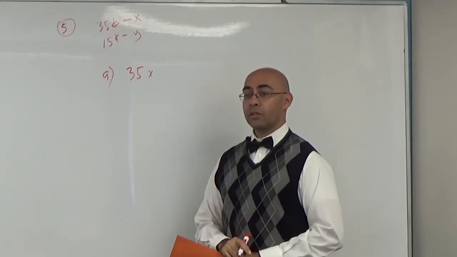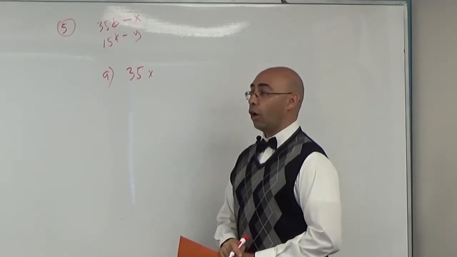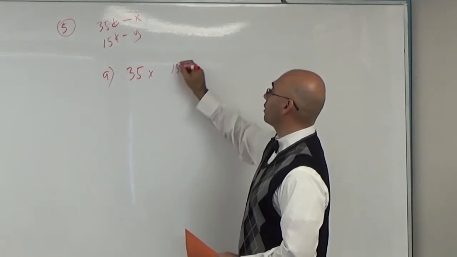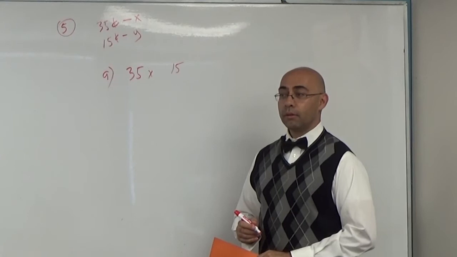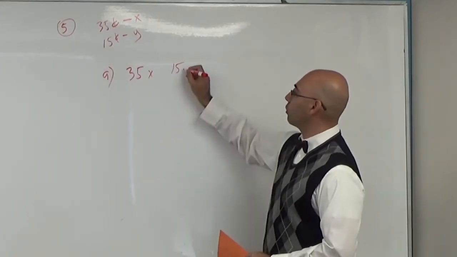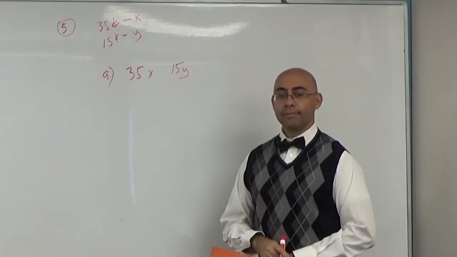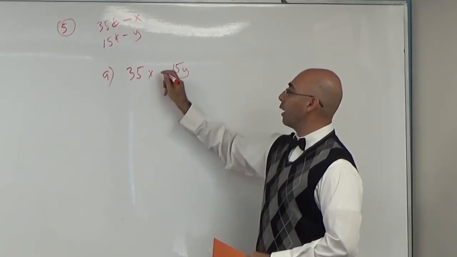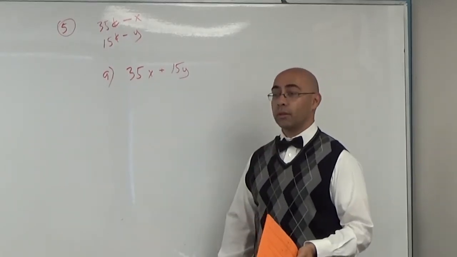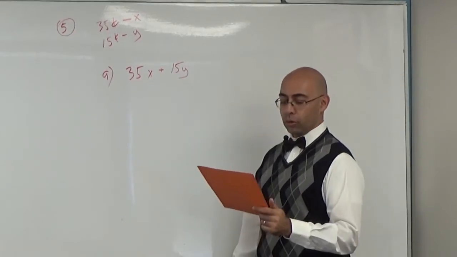Is that all she has, 35-cent stamps? No, she also has 15-cent stamps. How many of those does she have? Y. What should I do with these 2 answers? Add them together because you're finding the total. That's how much she spent total.